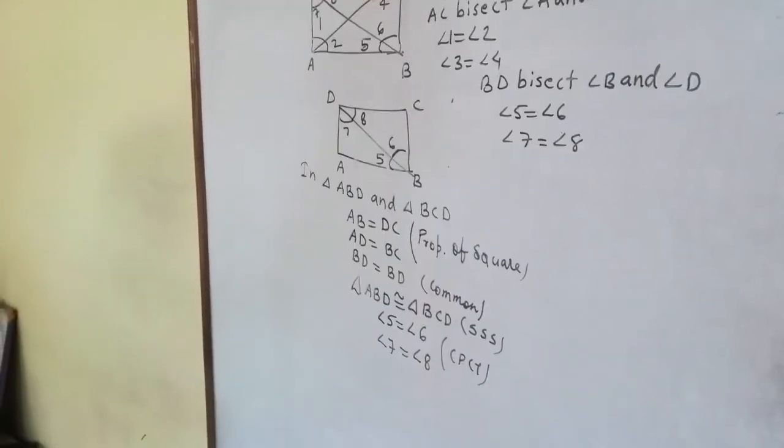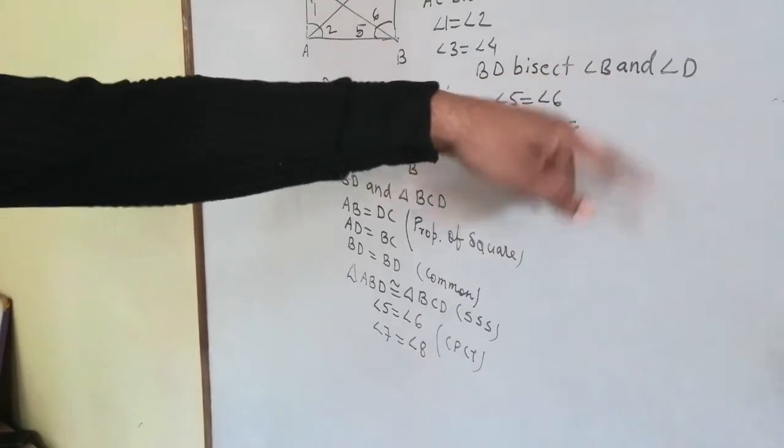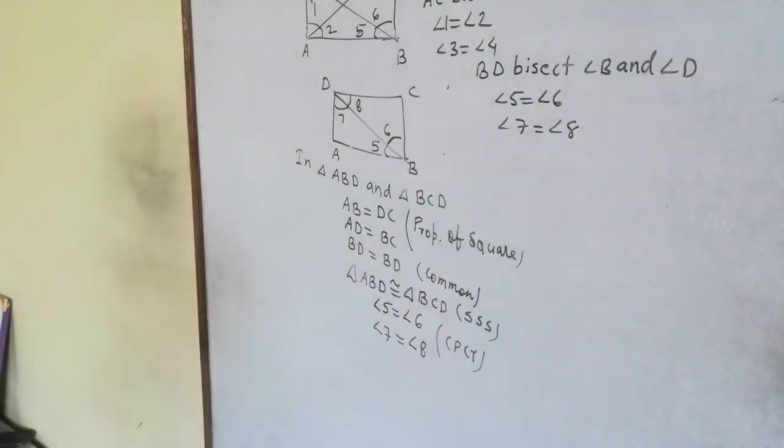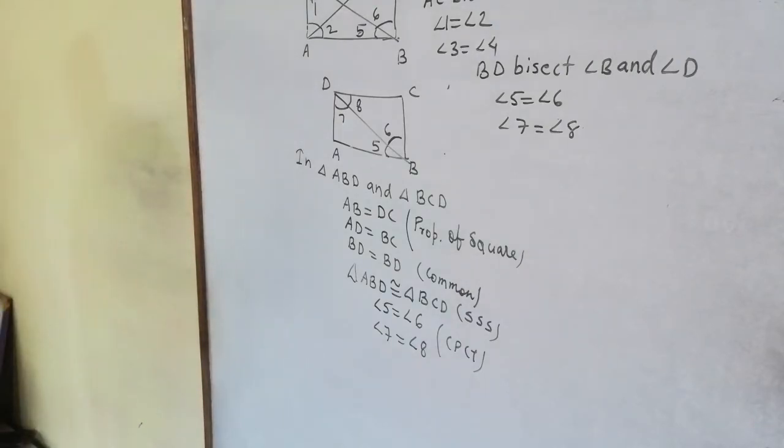So this 5 is equal to 6, 7 is equal to 8. This completes it, now these two triangles are congruent. So on this basis we have BD bisects angle B and D. This completes question number 7. So along with question number 6, 7 is also completed. Now we can solve question number 8 also.